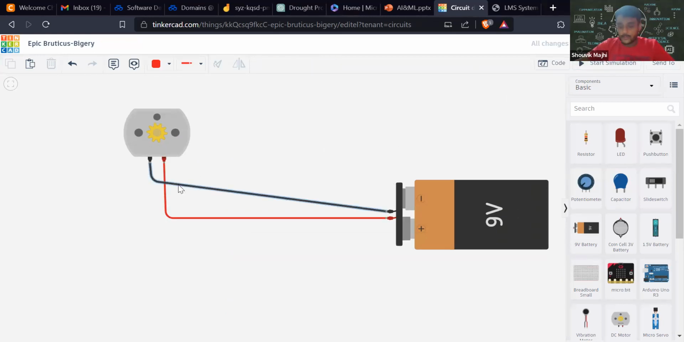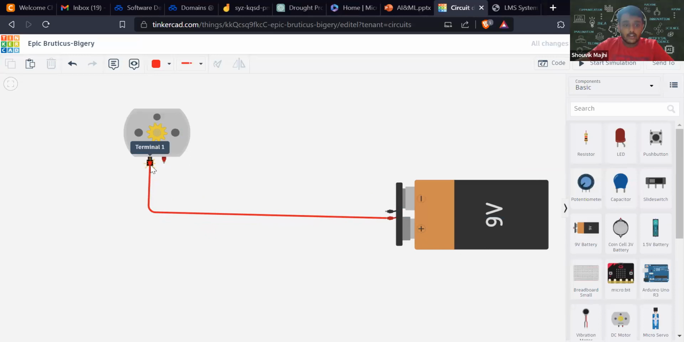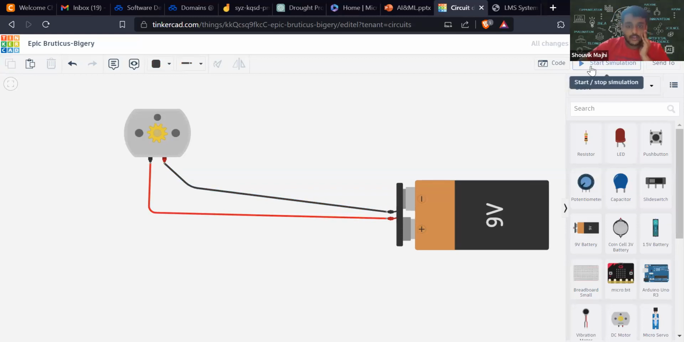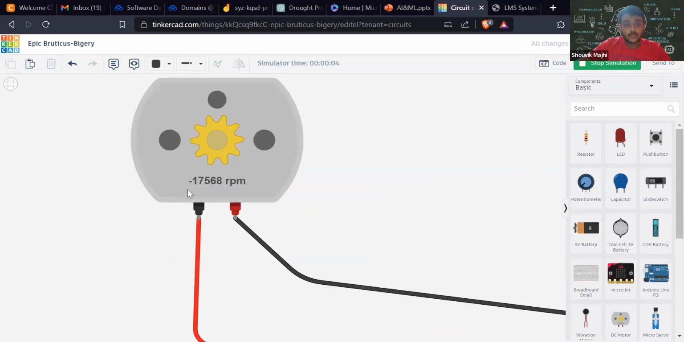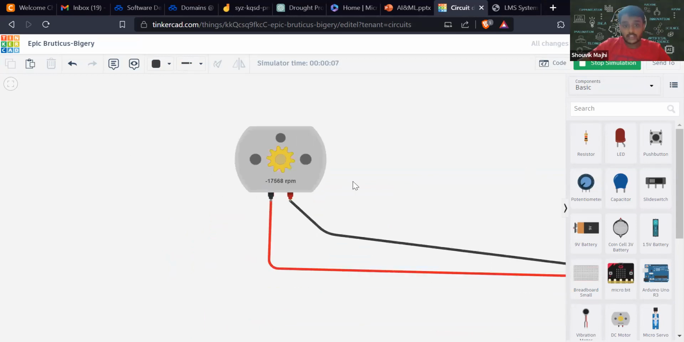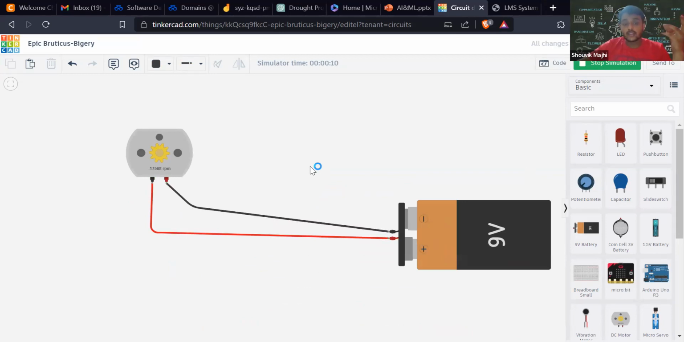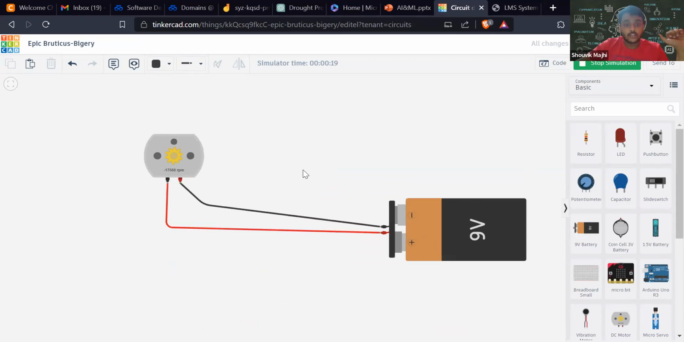So if I stop the simulation and alter its terminals, for example, let us connect the red to black and vice versa, and similarly on the other side also. If I start the simulation, you will see the motor is rotating counterclockwise, with an RPM of minus 17568. So with the polarity of the battery, you can change the direction of rotation of the motor. It can go clockwise or anti-clockwise according to the polarity of its power source.